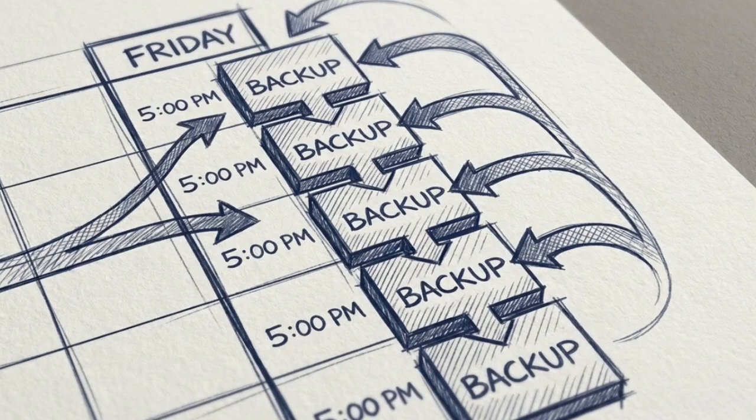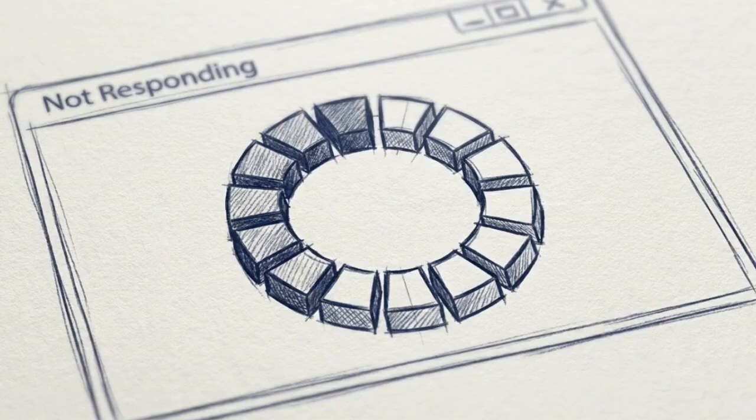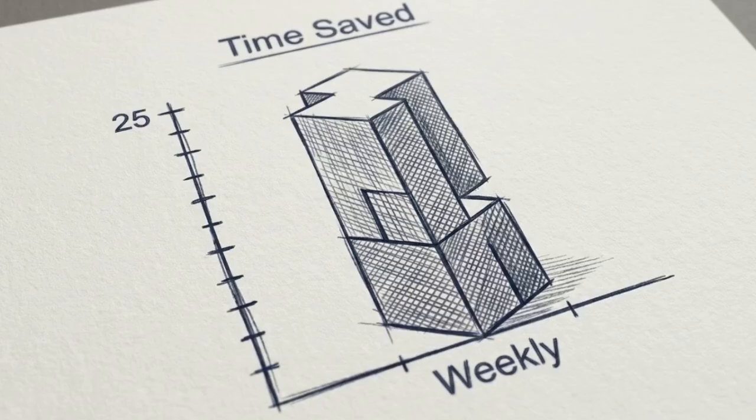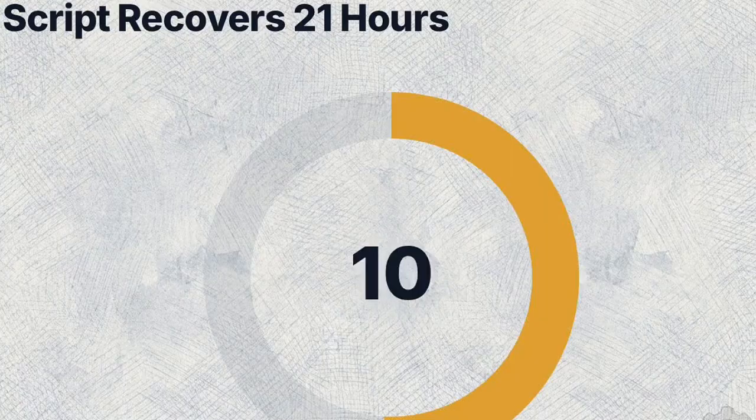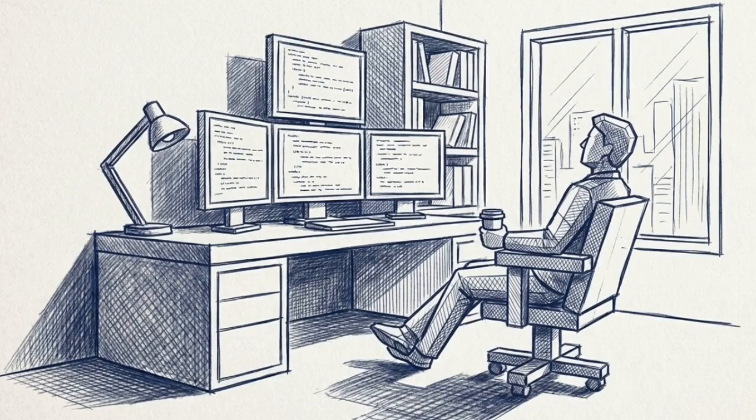Every Friday. A manual drag and drop backup takes roughly 5 minutes of clicking, waiting, and verifying. Executing this script daily saves 25 minutes a week, or 21 hours over the course of a year. True IT proficiency is about stringing terminal commands together into systems that buy back your time.